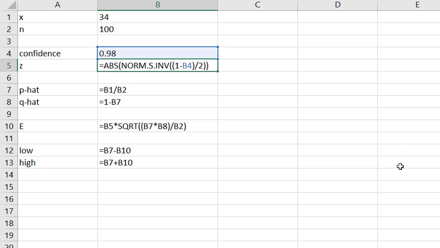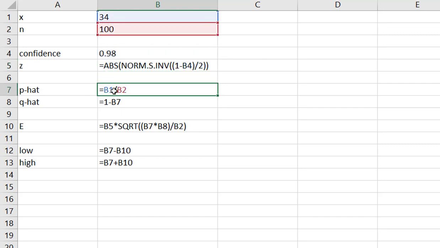Now, here, this formula, the ABS might look weird, but that's just saying absolute value, meaning give me only the positive z-score, because then I'm going to do the minus and the plus down here. And then the norm.s.inv to find my critical value: 1 minus the confidence divided by 2. Okay, so that's the formula if you're not looking it up in a table.